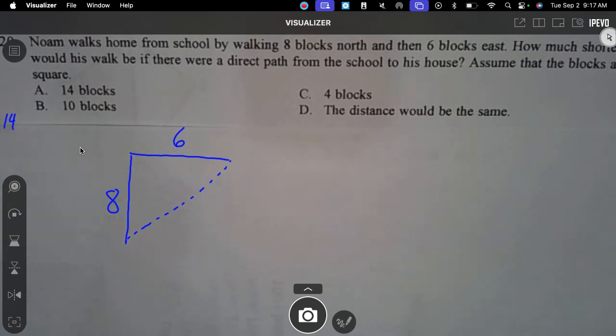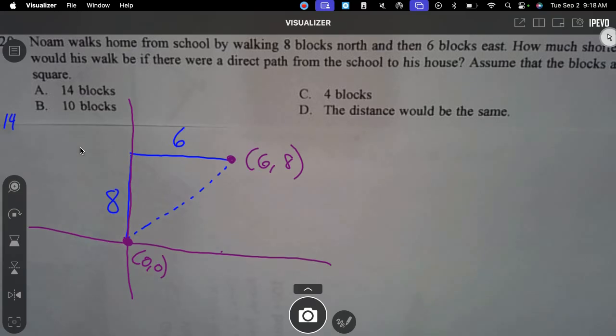So watch. Let's make this our coordinate plane. What's this ordered pair right here? 0, 0. Does everybody understand this? Let's just make some ordered pairs. How would I get to this point right here? I would go over, how many? 6. And up 8. There we go. That's our other ordered pair. Now can we find the distance between them?